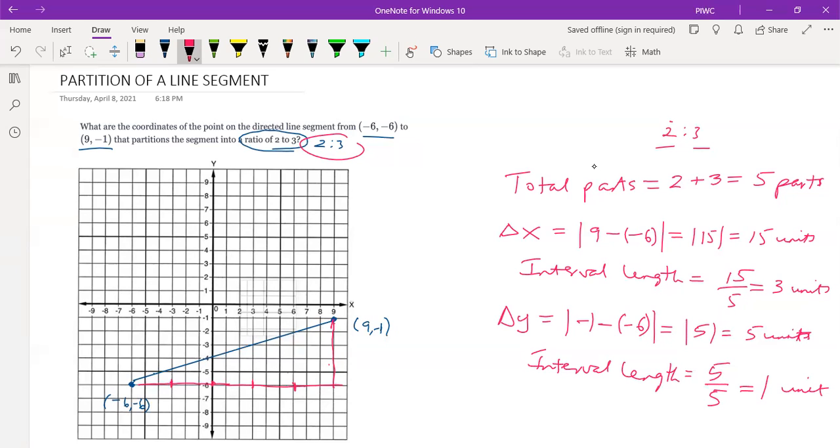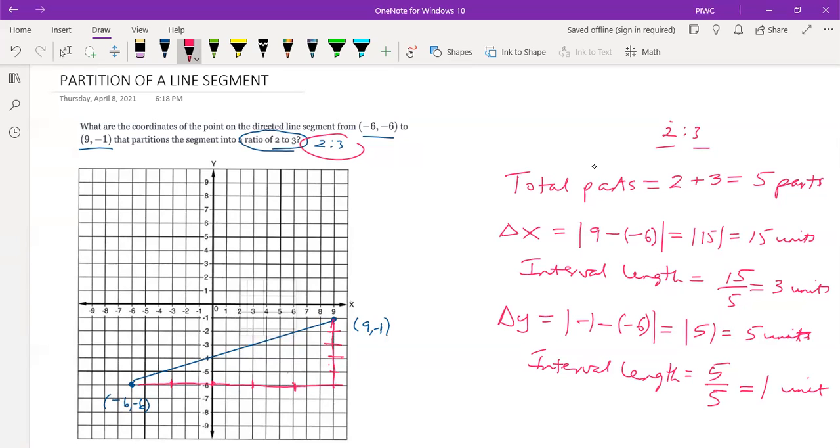So you have 1, 2, 3, 4. So I divided this vertical length into 5 parts. 1, 2, 3, 4, 5. So 5 parts horizontally, 5 parts vertically, all right?